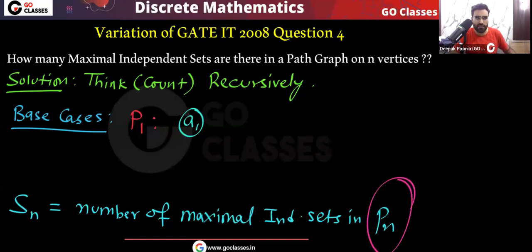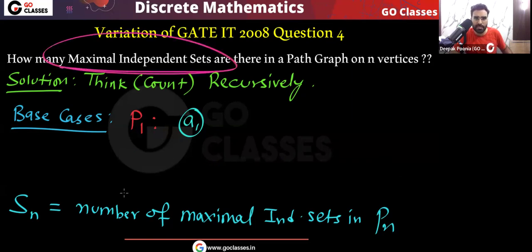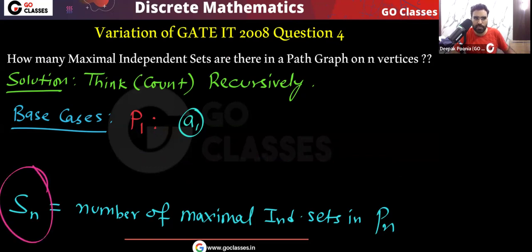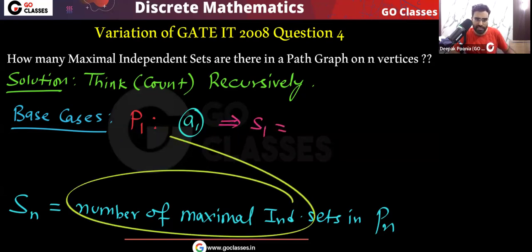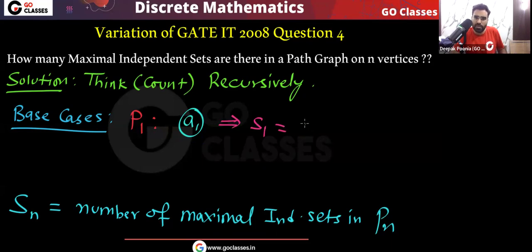Please understand that Pn is a graph, the path graph. And in this path graph, the total number of maximal independent sets, that we are denoting by Sn. So Sn is the number of maximal independent sets in Pn. So you tell me, in P1, what will be S1? S1 means the number of maximal independent sets in P1. That will be 1, because there is only one maximal independent set, and that is A1.